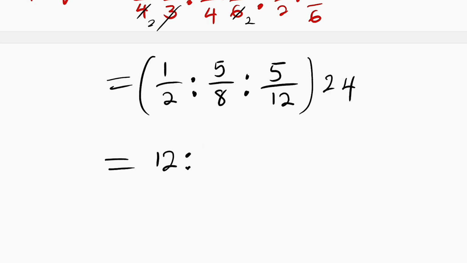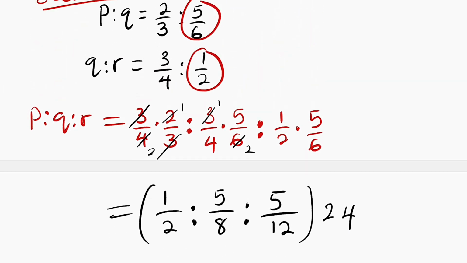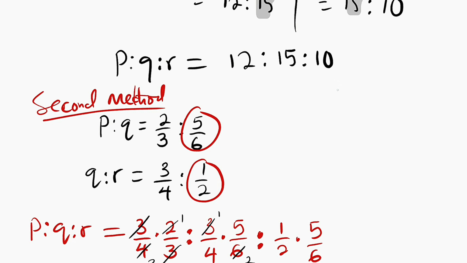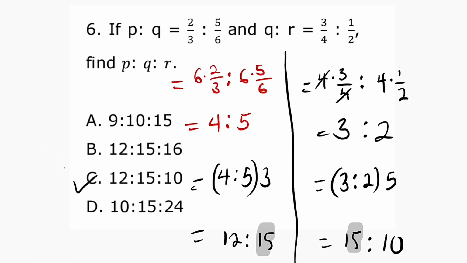To, if you multiply 24 by 5 divided by 8, it's like dividing 24 by 8 and multiplying the result by 5. So 24 divided by 8 is 3, and 3 times 5 is 15. So we have 15 here. And finally, if you multiply 24 by 5 divided by 12, it's like 24 divided by 12, which is 2, and 2 times 5 is 10. So we have 10 here, which is exactly the same thing from the first one, which is 12 to 15 to 10, which is option C.